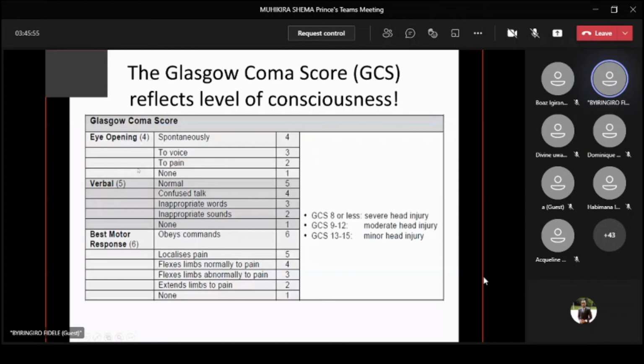So now I have a question for you. Imagine, can you hear me? Yes. Imagine you have a Chinese patient who is blind and who is tetraplegic. Do you get me?